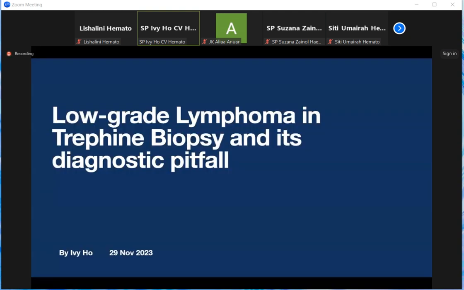So what I'm going to talk to you all about today is lymphoma, in particular in a Trephine biopsy. How do we detect them? How do we look at them? And how immunohistochemistry can help us to identify and classify, try our best to classify the lymphoma that we see in the Trephine.